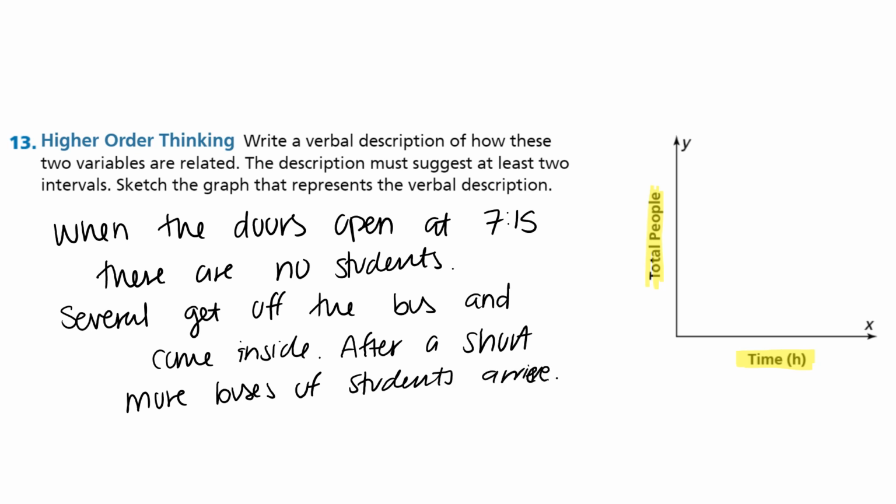So our graph would start at 0 because it starts with 0 students. At 7:15, several people get off the bus, so our line increases. It stays constant for a short while as we wait for more buses. And when the next round of buses come, more students get off the bus, more students arrive.